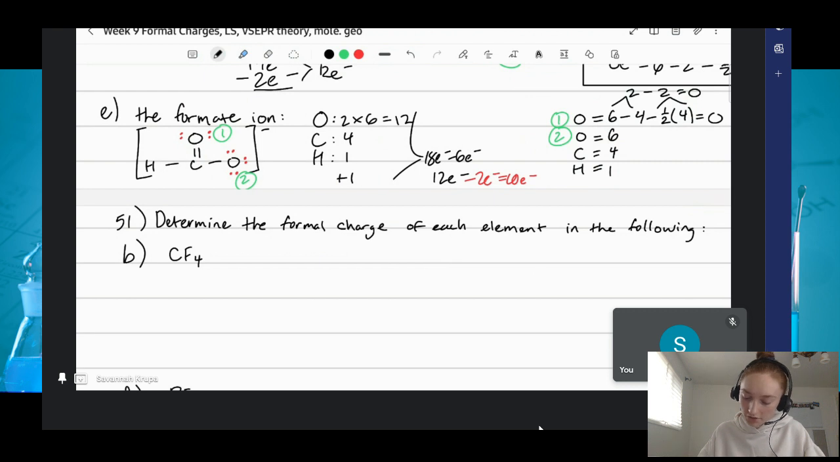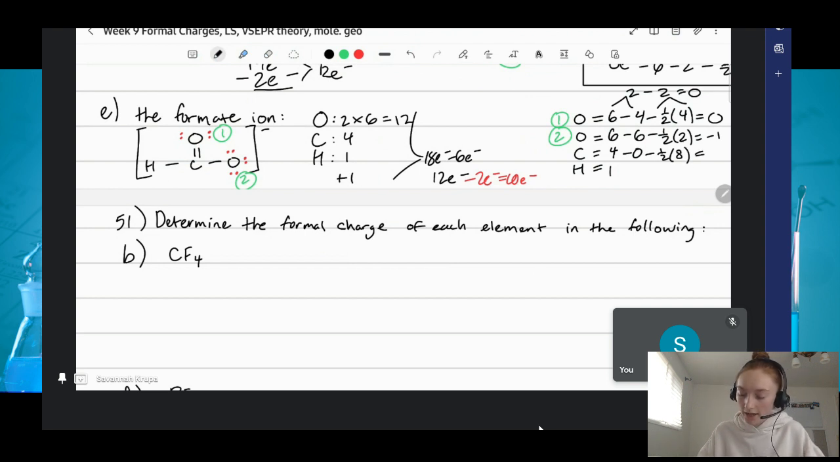And then for oxygen number 2, it has 6 lone electrons that it's working with. So minus 6, and then there's 2 bonded electrons that it is working with, so minus 1/2 times 2. And so 6 minus 6 is 0, and minus 1/2 times 2 is negative 1. So that is the formal charge of oxygen number 2. And for carbon, it looks like it doesn't have any lone pairs of electrons, so that is minus 0. And then it has 8 bonded electrons that it's sharing, so that's minus 1/2 times 8.